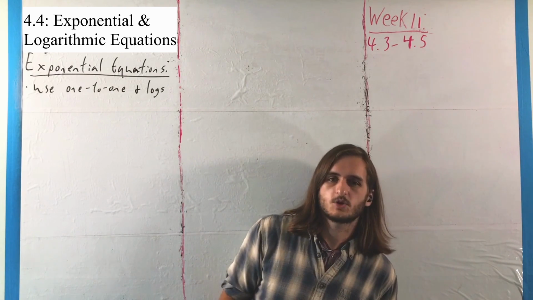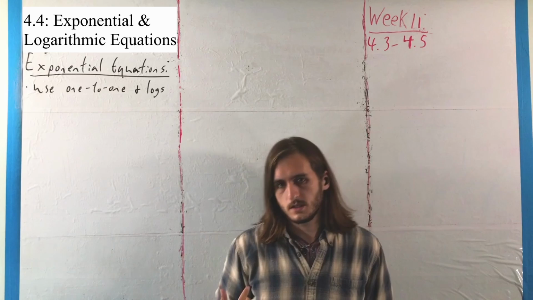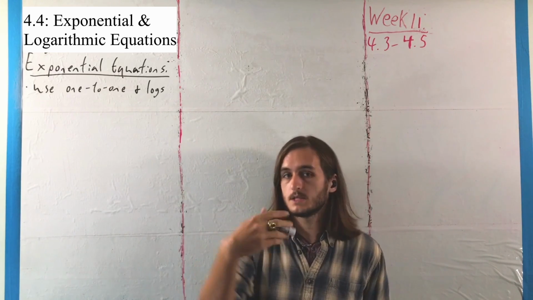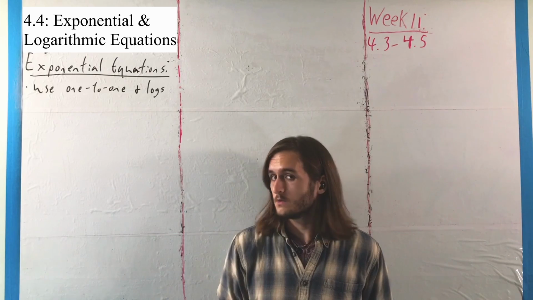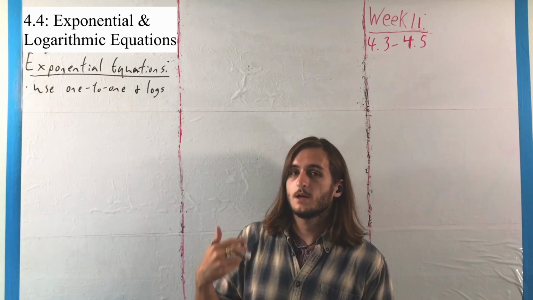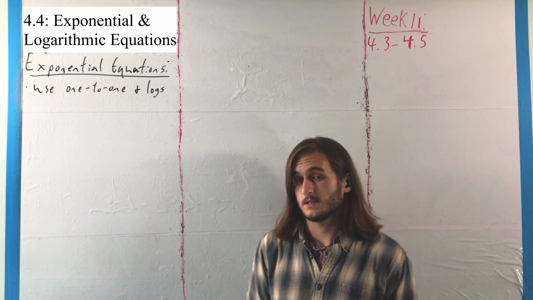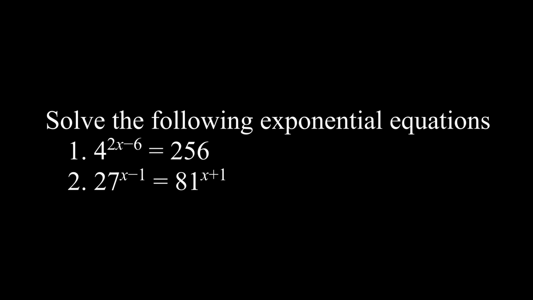We actually don't need to do very much work, because all we really need to do is think about what happens in those exponents to make those two things equal, and that gets us to the answer we want. So we'll take a couple of quick examples here to check with that before moving on to the more advanced things. So for this, we want to solve the exponential equations 4 raised to the power 2x minus 6 equals 256, and 27 to the x minus 1 equals 81 to the x plus 1.